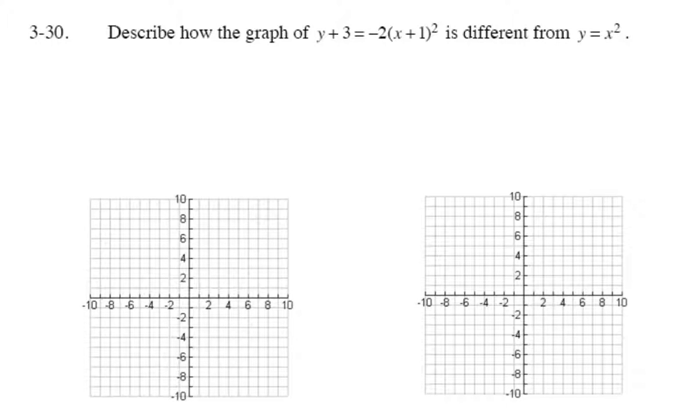All right, problem 3-30 says describe how the graph of y plus 3 equals -2 times the quantity of x plus 1 squared is different from y equals x squared. So we're going to start out here and let's just talk about our graph of y equals x squared first. So if we have y equals x squared, that's our parent graph.